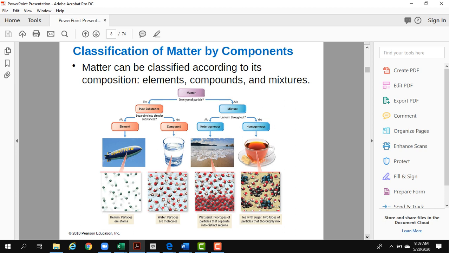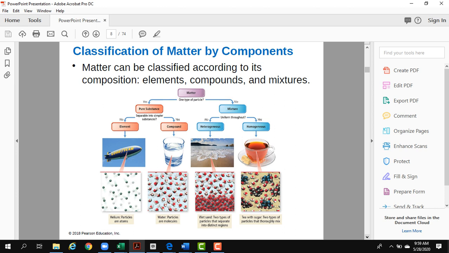Matter can be a pure substance or a mixture. A pure substance can be an element. How do you know what an element is? I'm pretty sure you have heard about the periodic table of the elements. Think about pure gold jewelry, that is an element. Think about a helium balloon, that is an element.